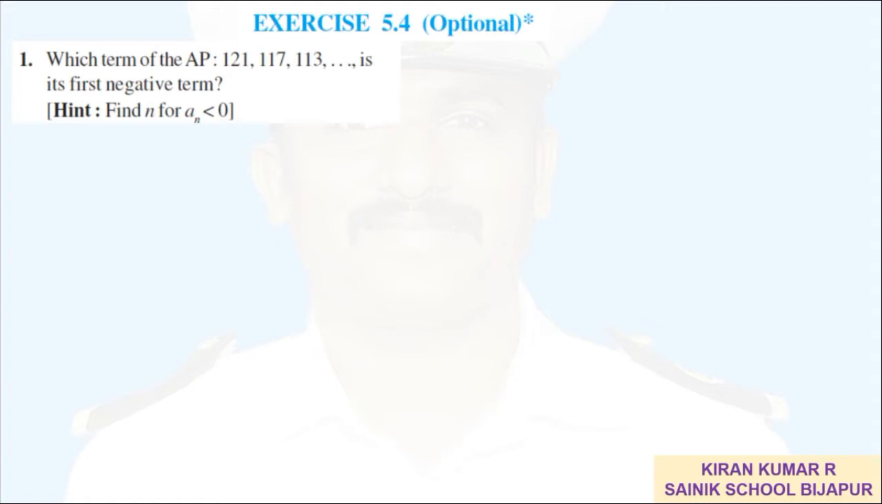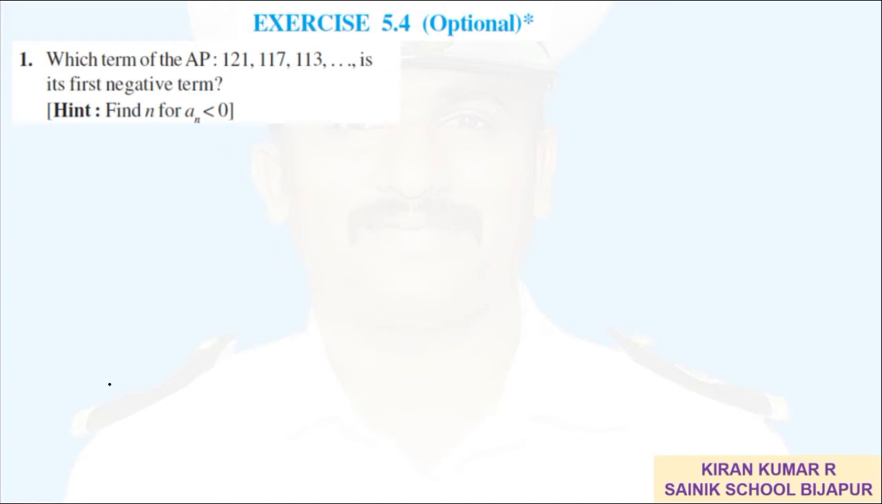Which term of the AP 121, 117, 113 and so on is the first negative term? They have given the hint. Hint is find n for an less than 0. Why an should be considered less than 0? The reason is it's a negative number, so we have to consider less than 0.